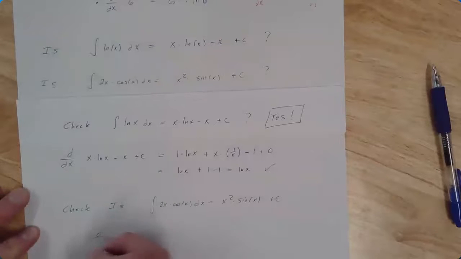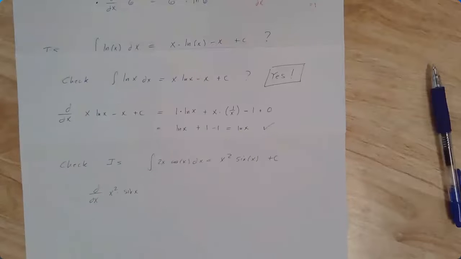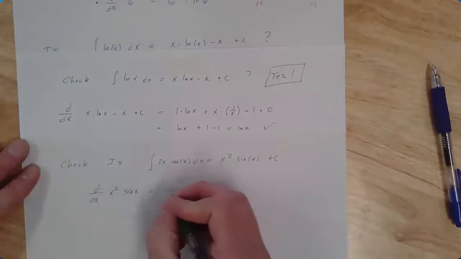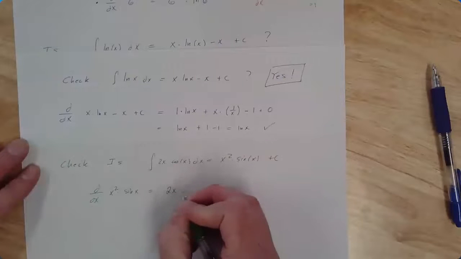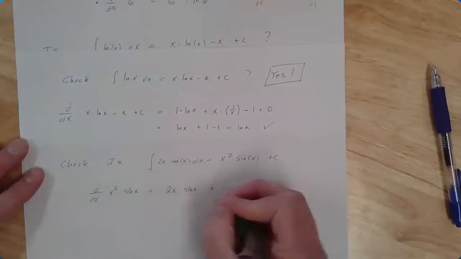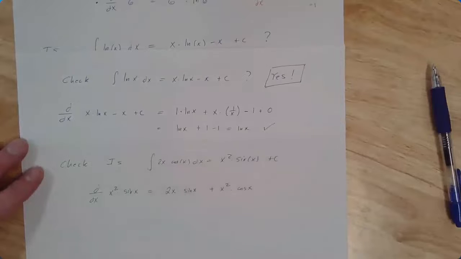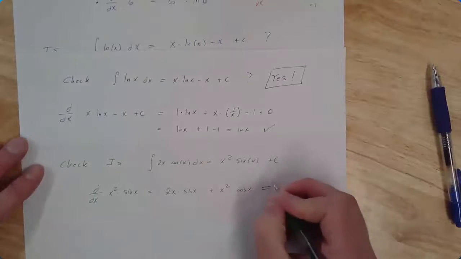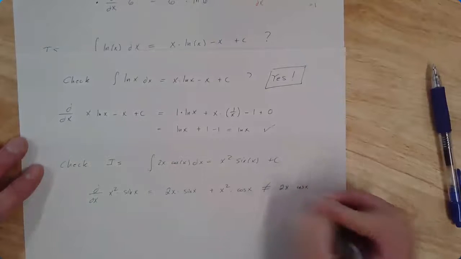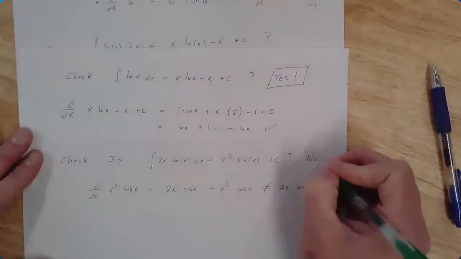So let's see here. I'm going to take the derivative of x squared times sine of x. And just like the previous problem, I'm going to have to use the product rule. The derivative of x squared times sine of x is the derivative of x squared, which is 2x, times not the derivative of sine of x, right? Just sine of x alone. Plus, now you leave the x squared alone, times the derivative of sine, which is cosine of x. And that is definitely not looking like 2x times cosine of x.